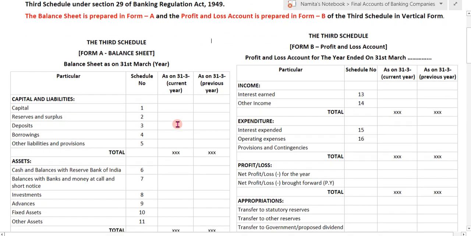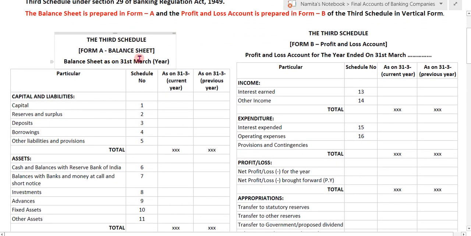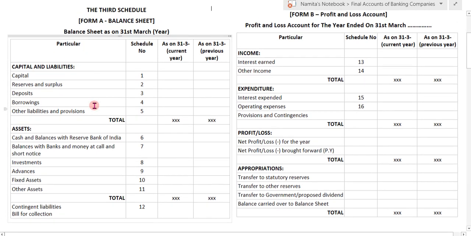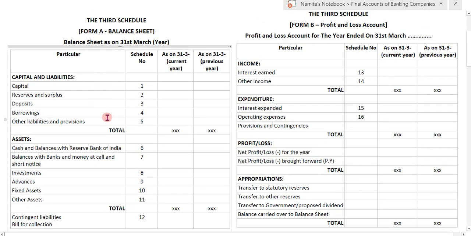So you can see down, Form A is about the balance sheet. Balance sheet as on 31st March every year. So you can see the format of the balance sheet. In this format, the banking company has to prepare the balance sheet. Particulars, schedule number, year as on, amount as on 31st March current year, and the second column is as on 31st March amount of previous year.